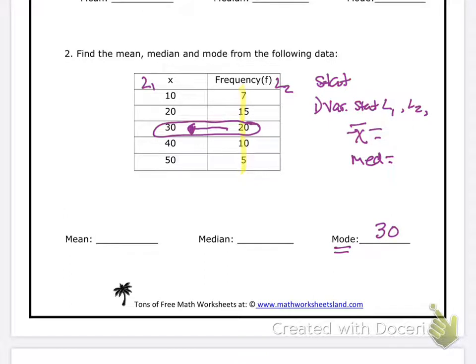So if we added all this up, this is what? 15. This is another 15. That's 30. This is 50. That's 57. Okay. And halfway of 57 is 28. So 28 is going to put me where? 15 and then another 20. It's going to put me in here. So my median should be 30 as well.